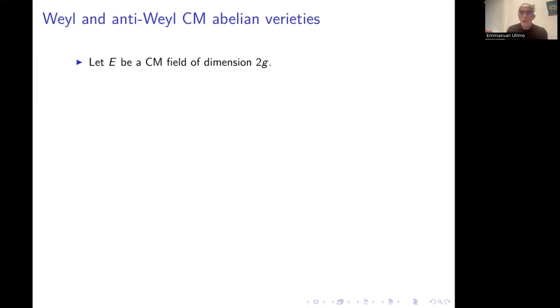So I will define the notion of a Weil abelian variety of CM type. So when you have a CM field, say of degree 2g over Q, it's very easy to see that the Galois group of the Galois closure of E over Q is a subgroup of the wreath product, Z over 2Z to the power g, semi-direct product S_g.